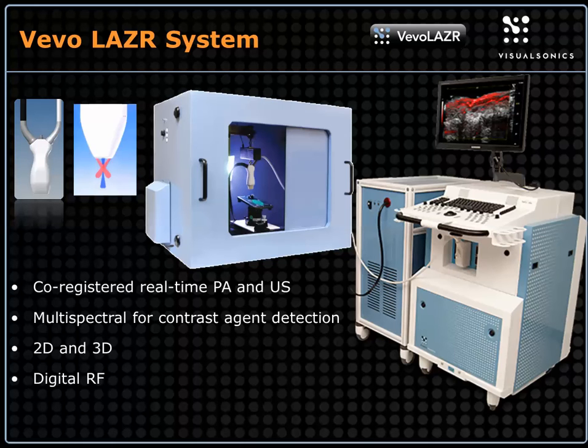Now, the most important aspect of this system is that we use a tunable laser, so we can image from 680 to 970 nanometers. And that allows us to do multispectral imaging and thus do some unmixing as well. And that's going to be the focus mostly of this presentation.